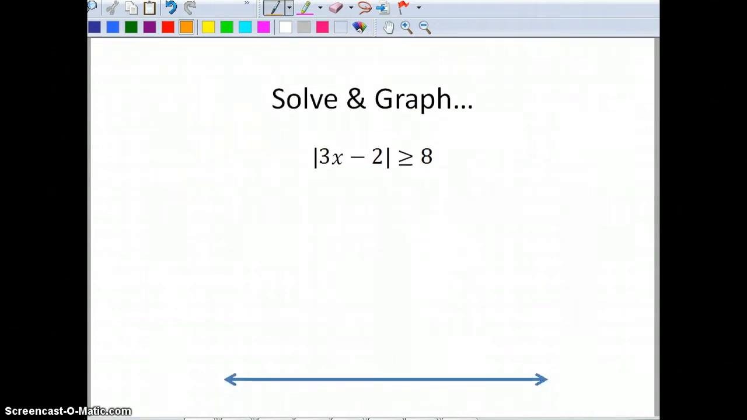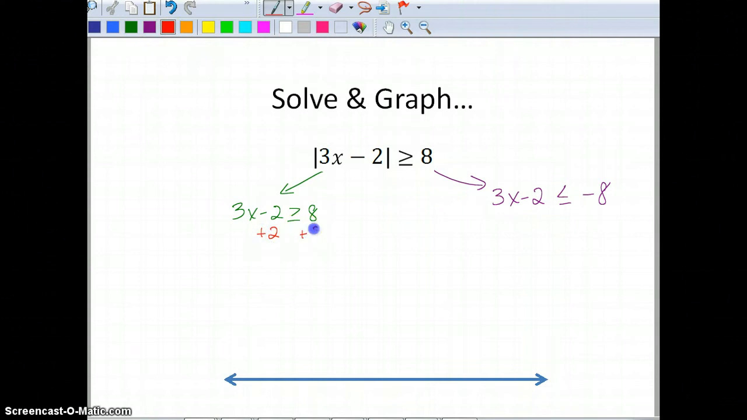Okay, now we have 3x minus 2 is greater than or equal to 8. So once again, we have our positive possibility, where we have 3x minus 2 is greater than or equal to 8. And we have our negative possibility, where 3x minus 2 is less than or equal to negative 8. I'm going to go through and solve.